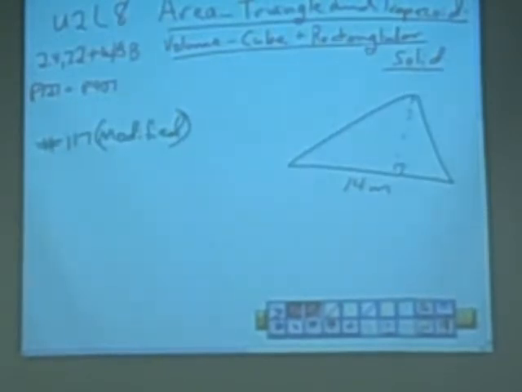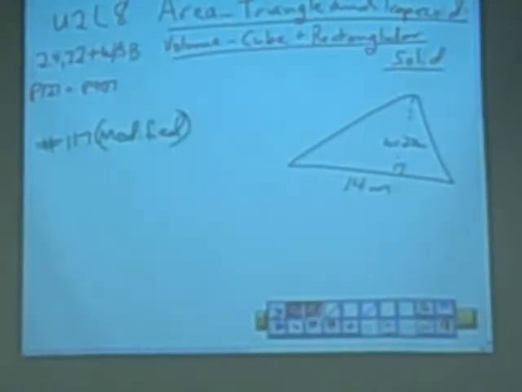Now the height is always perpendicular to the base. And when we say perpendicular, we mean they're right angles. Like, for example, the ceiling is perpendicular to the wall. And the wall, they're right angles to each other. The wall is perpendicular to the floor, and so on. Okay, so the height is always perpendicular to the base. So we have a base of 14 meters instead of 12 meters, and a height of 20 meters. And I changed that from 16 meters in the book.